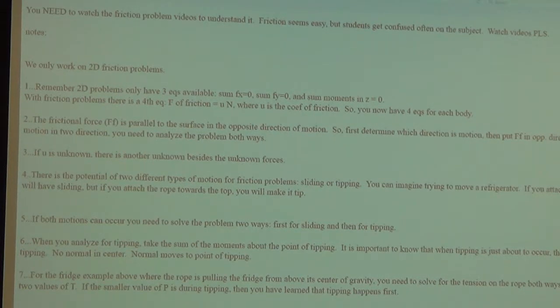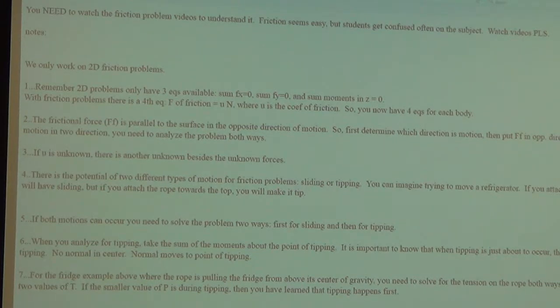All right, 4. There is a potential of 2 different types of motion for friction problems. Sliding and tipping. They can happen at the same time. Likely one happens before the other. How many of you ever pulled something and figured you were making something slide, but you pulled it too high and it tipped on you? Not that fun. So you know you have to pull low, right?